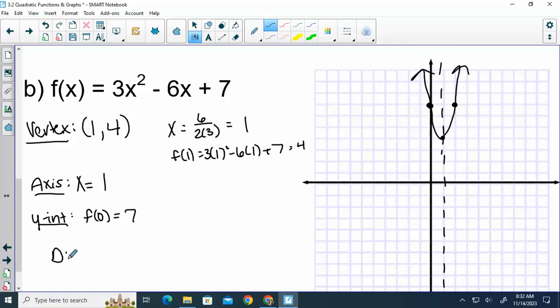Domain, range. You guys try the last one.